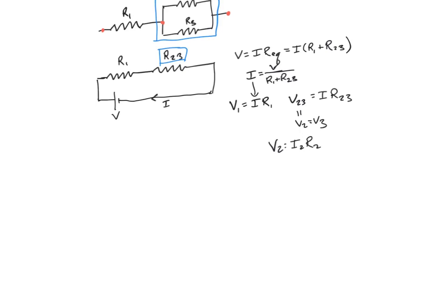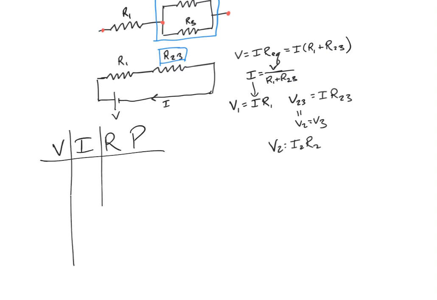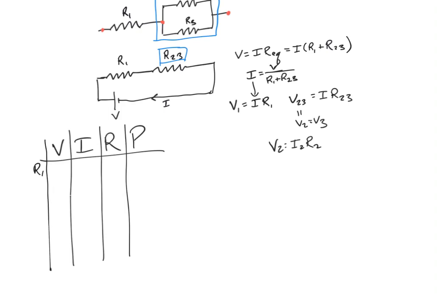And so one way that you may have learned in the past how to deal with these kinds of combinations is to make a V, I, R, and sometimes P table, where you can add up all of these, for example, resistance 1, resistance 2, resistance 3, and the equivalent resistance, or the equivalent part of the circuit. And so each one of these gives you a table.